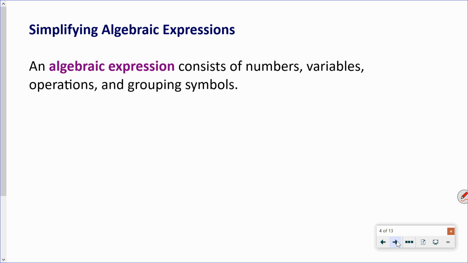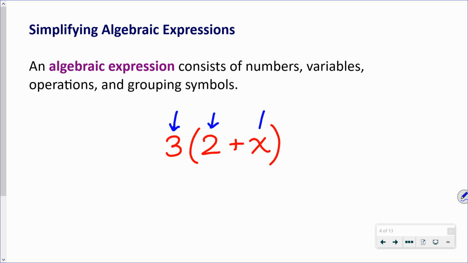So to get some of the vocabulary defined here, what we're talking about are algebraic expressions. Everything we've looked at so far is an algebraic expression. It's something that consists of numbers, variables, operations, and grouping symbols. So something like 3, and then in parentheses 2 plus x. We've got all of the above here. We've got numbers, right, the 3 and the 2. We've got variables. That would be something like an x. Variable meaning it could vary.